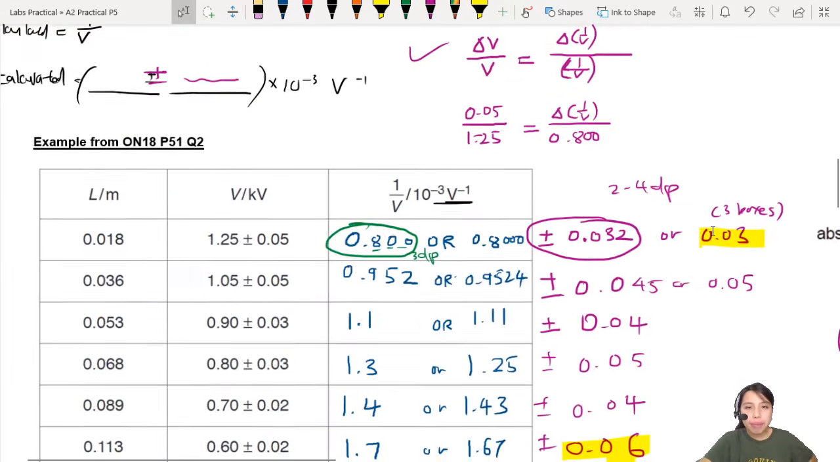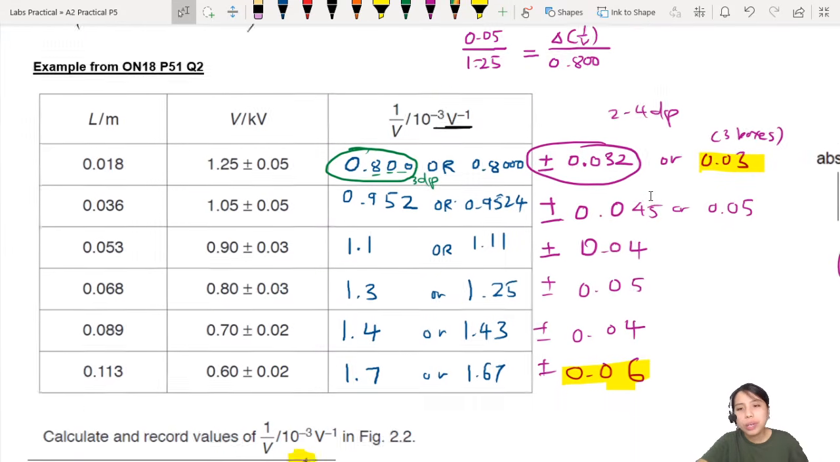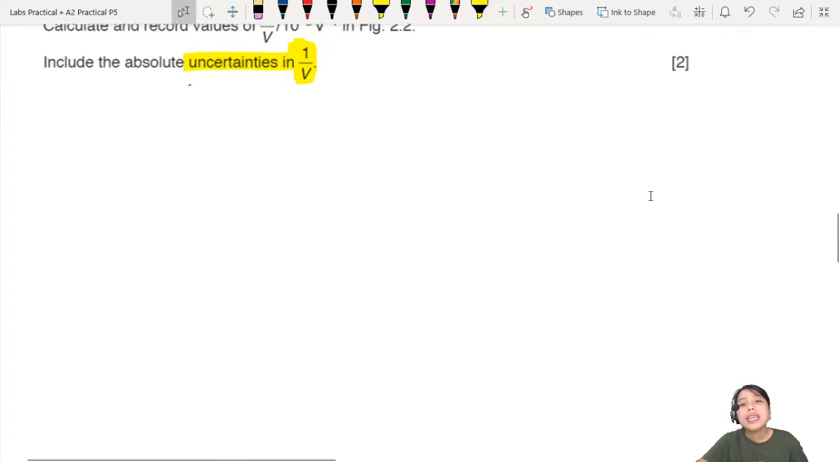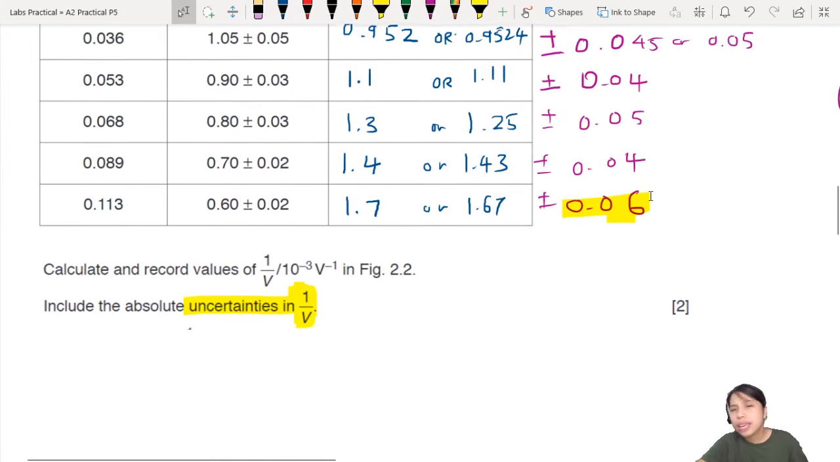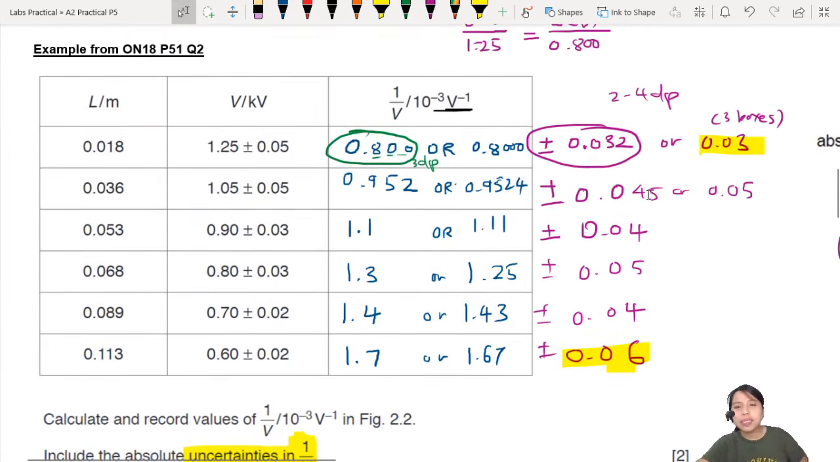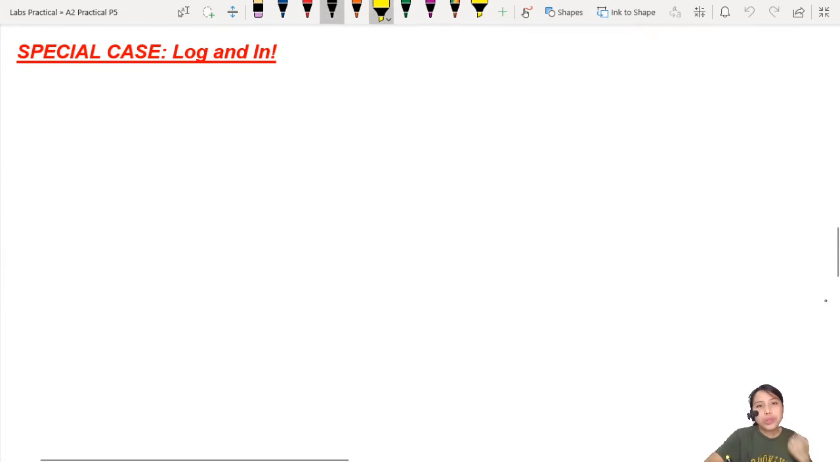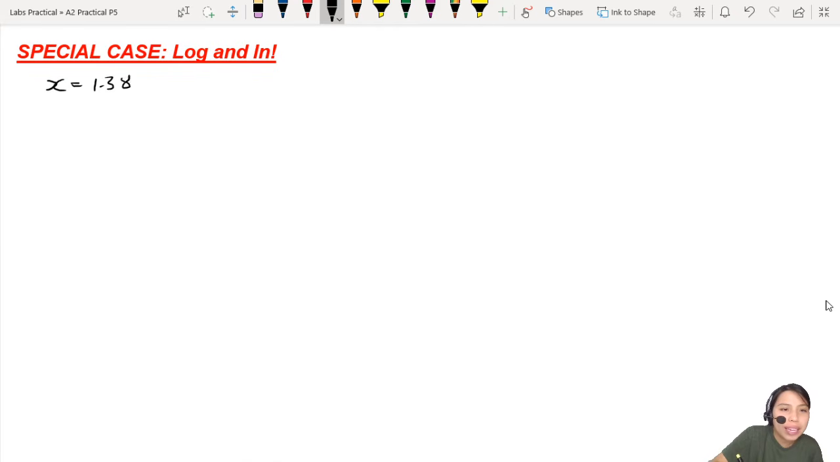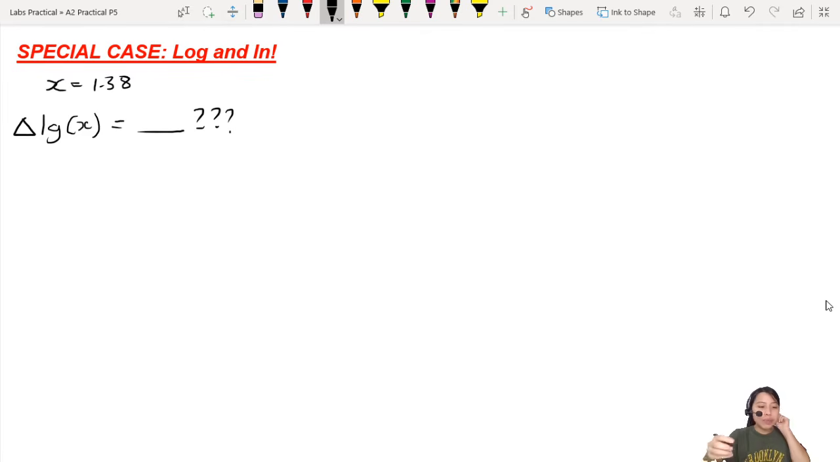Now let's look at another example. Okay, so remember this one, no need to show working. If you can use the calculator, just do it. Now the special case though is the log and ln. How do we calculate uncertainty for log and ln? We haven't learned an identity. So what do you do if you are given a value, say for example 1.38, and they ask you, find the uncertainty in log, shortcut LG, log of x. How to find? We don't know an equation for this.